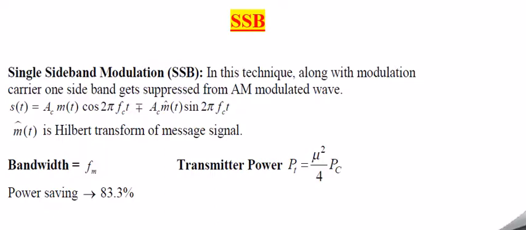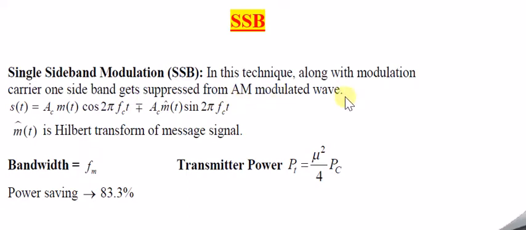So in single sideband modulation, instead of two sidebands allowed to transmit, only one sideband is allowed to transmit. That is the only difference from DSB-SC to SSB modulation. In this technique, along with the carrier, one sideband gets suppressed and one sideband is allowed to transmit from the AM modulated wave.